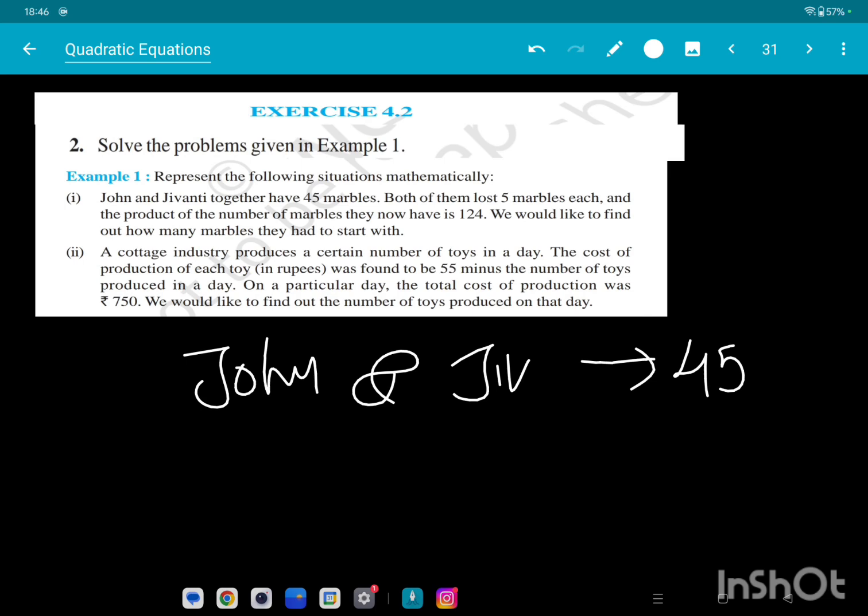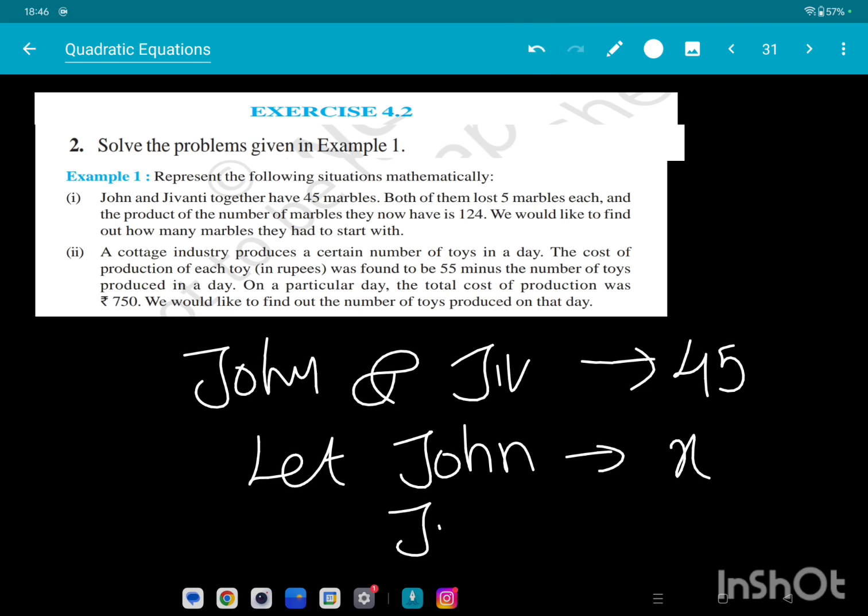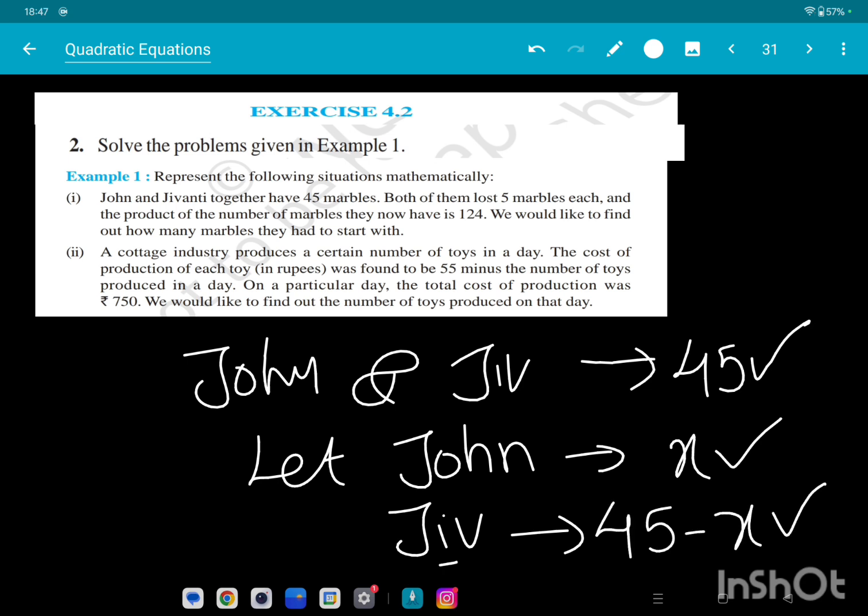Both of them lost 5 marbles each. And the product of the number of marbles they now have is 124. So if I want to know how many marbles are there, then let John's marbles be x. How many marbles does Jivanti have? The total is 45 and John has x. Then the remaining will be 45 minus x, and these are the marbles of Jivanti, right? So I need to subtract John's marbles from the total, then I'll get Jivanti's marbles.